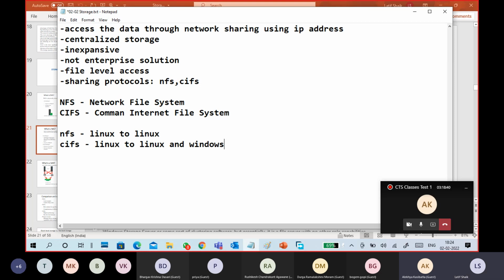Okay, so CIFS is there, and another name is there, Samba. Guys, any name, Samba, CIFS, SMB, all are the same. So there is no difference between Samba, CIFS and SMB. Samba is a package. CIFS is a file system name. SMB is a service name. Server Message Block. What is SMB?